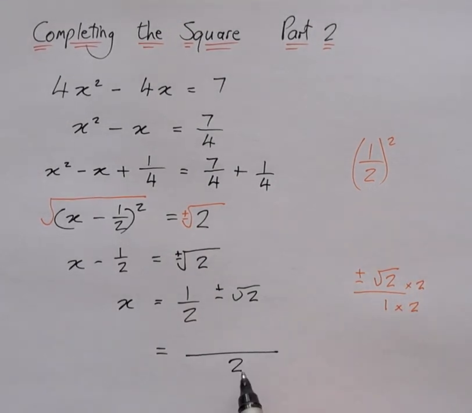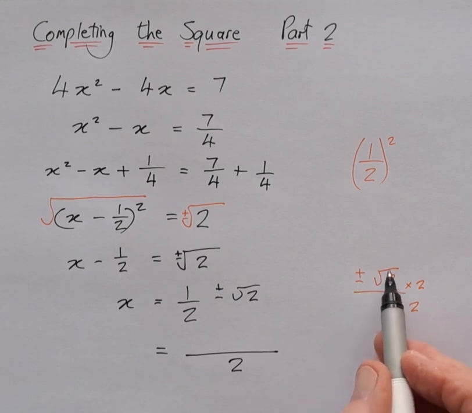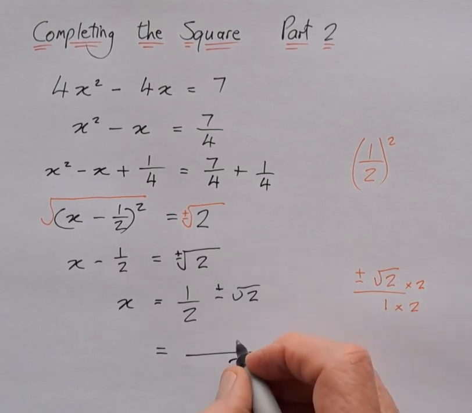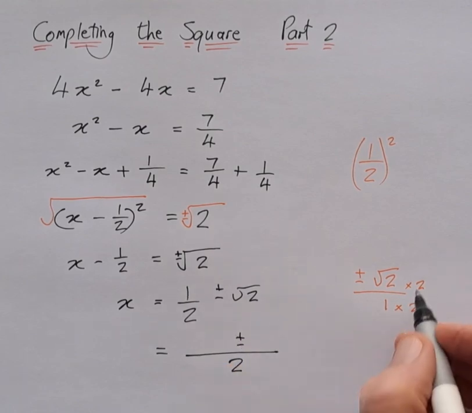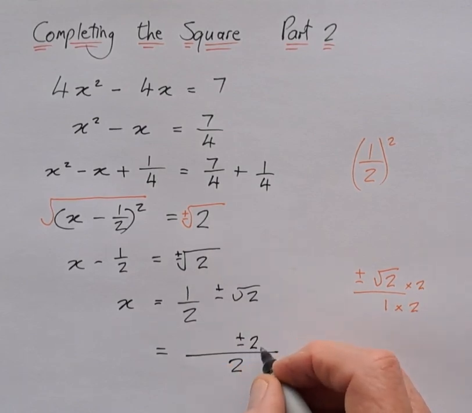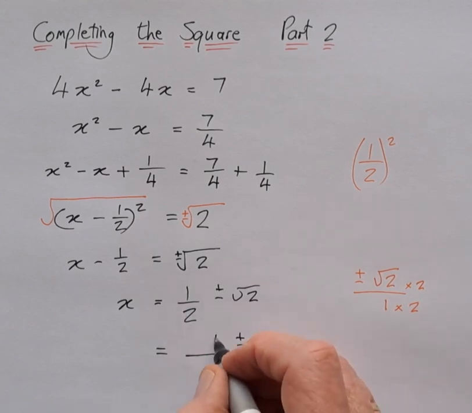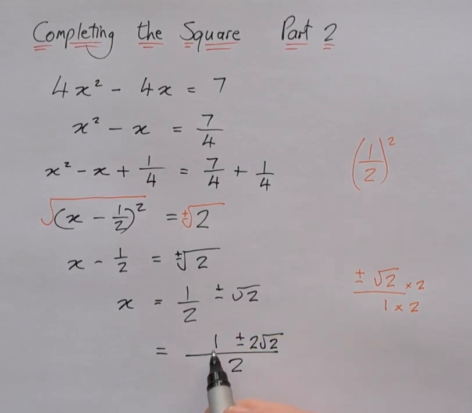1 times 2 is 2. Plus minus root 2 times 2, the best way to write that is plus minus, put that number in front of the root. And then, of course, don't forget you've still got that 1 over there. So 1 plus or minus 2 times the square root of 2 over 2 is the best way to leave your answer as a single fraction.